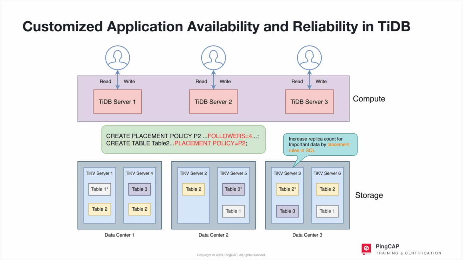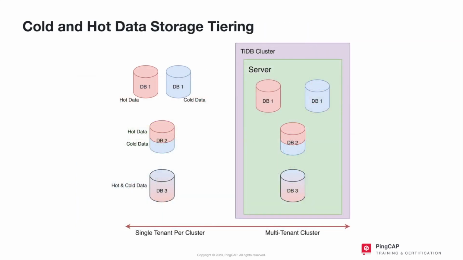Now we can customize the high availability level separately for each table and each partition. Compared with being only able to customize the high availability level for different tenants, this fine-grained control can save us a lot of resources. Next up is storage tiering.